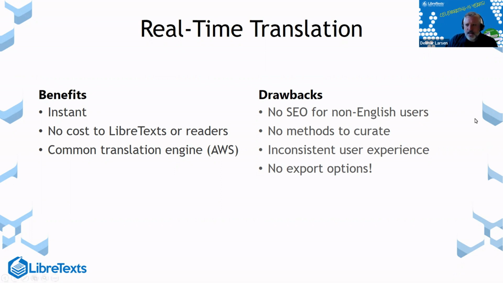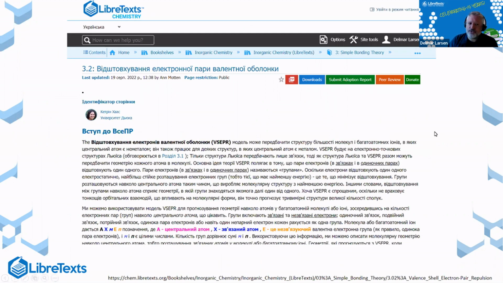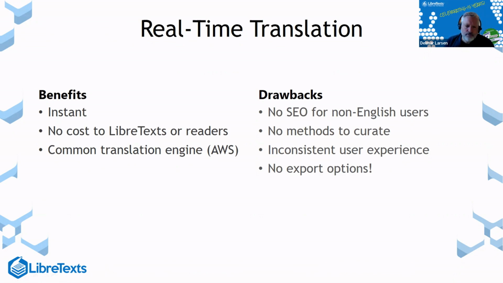The drawbacks that we have for real-time translation is that it provides no search engine optimization for non-English users. So in other words, a student doesn't have the ability to do a Google search in order to find the page, for example, this page right here in their language, because it doesn't exist in their language until the student actually flips the switch that's right on here. So it means it doesn't show up in any search engine results that are out there, and that makes it difficult in order to capitalize on the centralization aspect of the LibreText project.